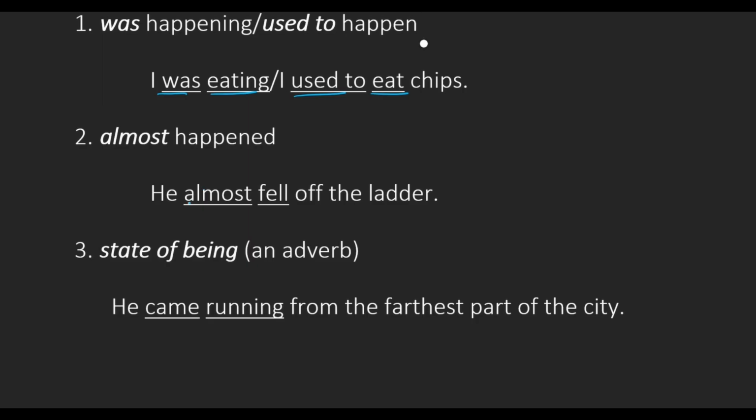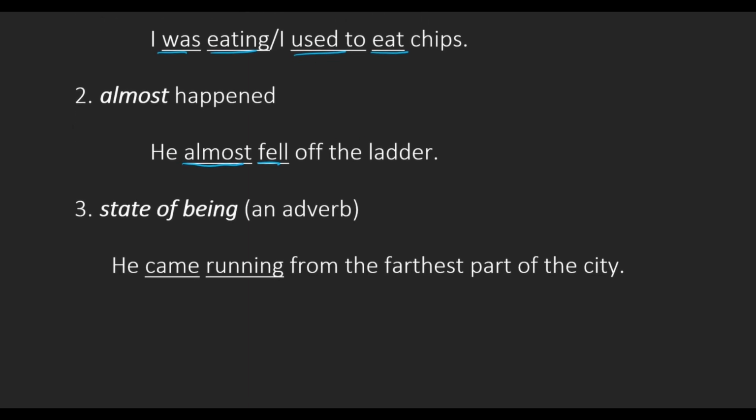Second case is almost happened. Almost in Arabic is actually an action, we'll see when we get there. And the action coming directly after it is its accompanying action. So he almost fell off the ladder: almost would be action number 1, and fell would be action number 2. That's scenario number 2.